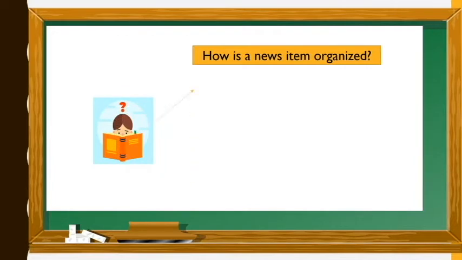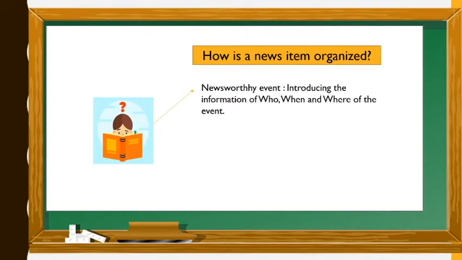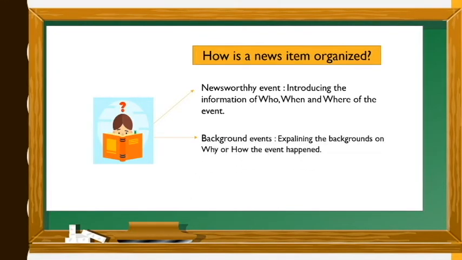Okay, there are three. First, newsworthy event, introducing the information of who, when, and where of the event. Second, there is a background event, explaining the background on why or how the event happened. And third, sources; it can be the agent, victim, witness, or authorities of the event.